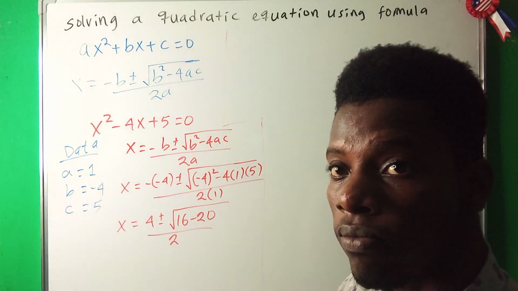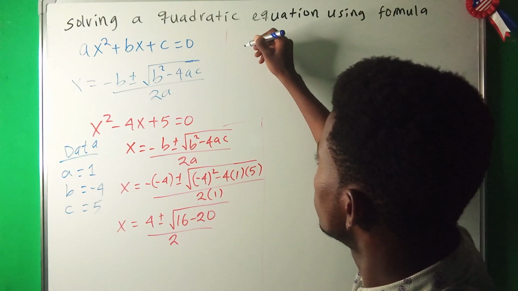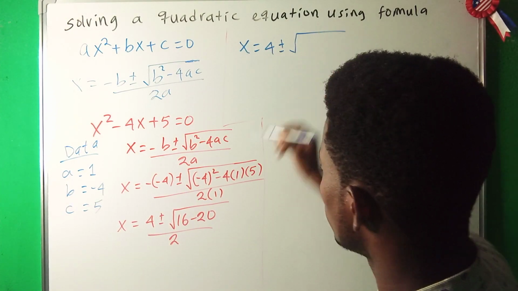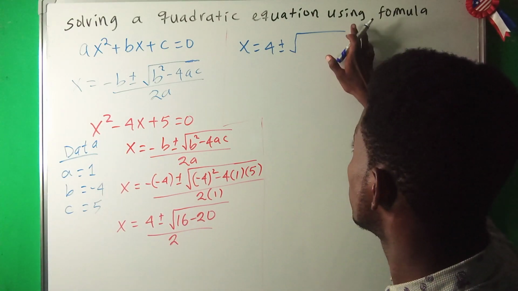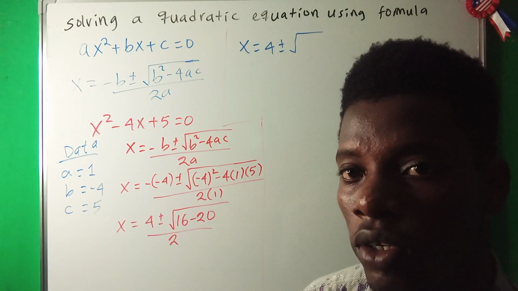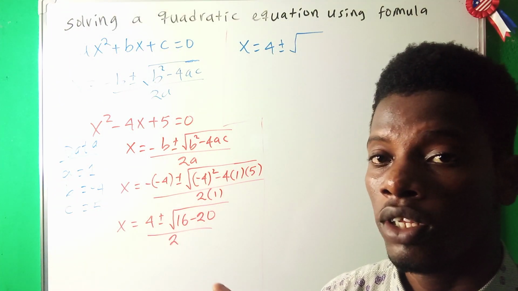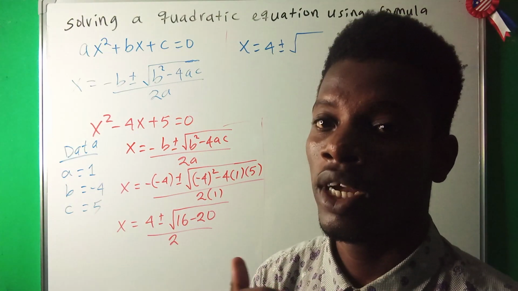We have x is equal to 4 plus or minus the square root of 16 minus 20. Now, you were taught in your classes that when you are subtracting two numbers, the highest number carries the sign, especially when the two signs are different.